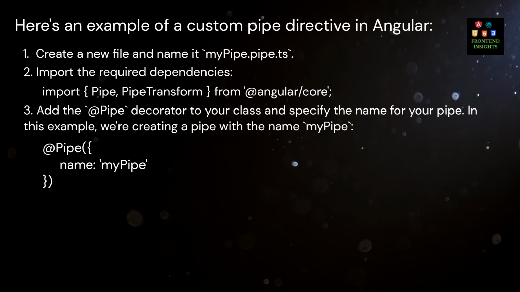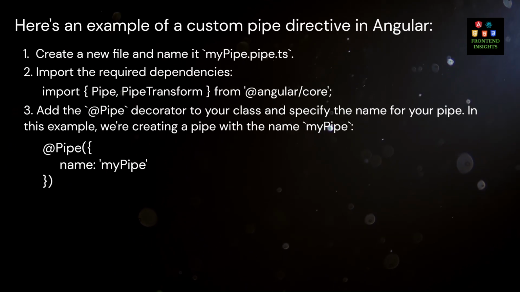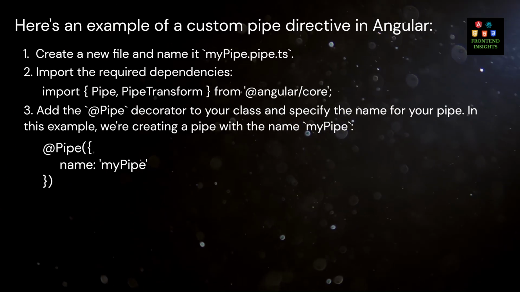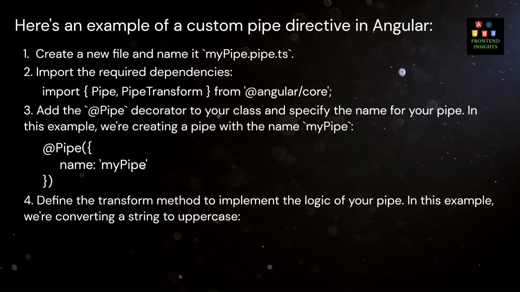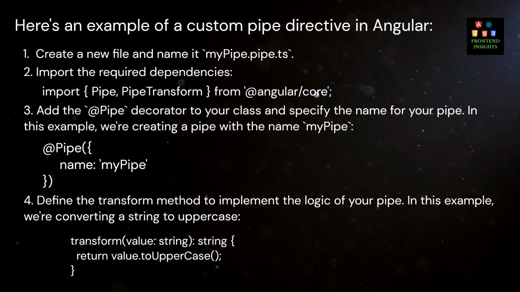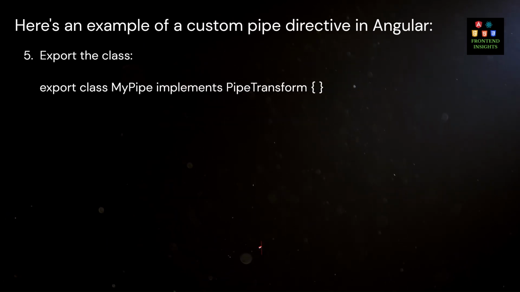In this example, we are creating a pipe with the name mypipe. Step 4. Define the transform method to implement the logic of your pipe. In this example, we are converting a string to uppercase. Step 5. Export the class.